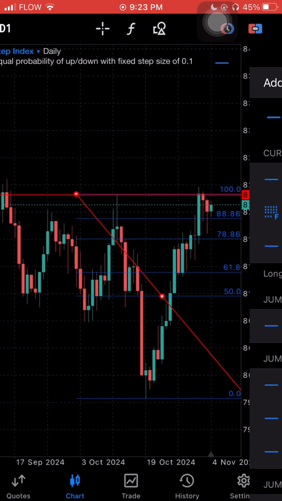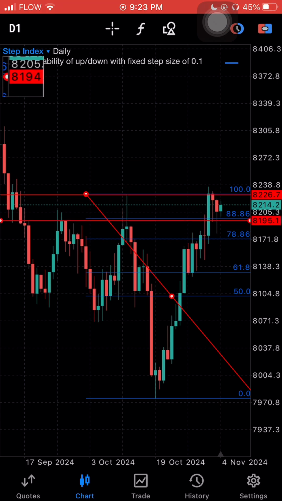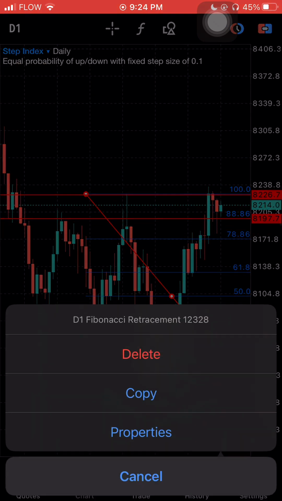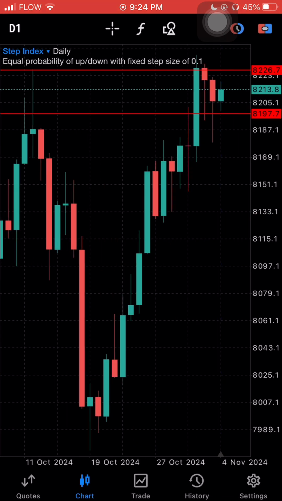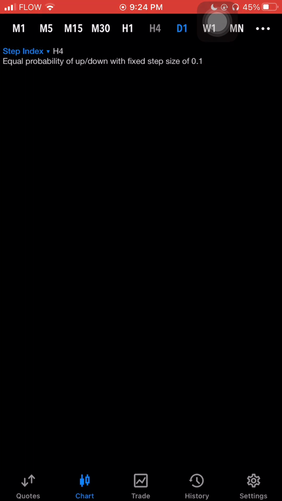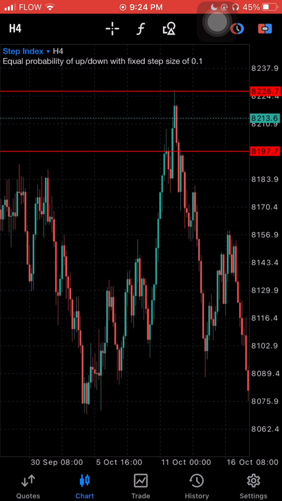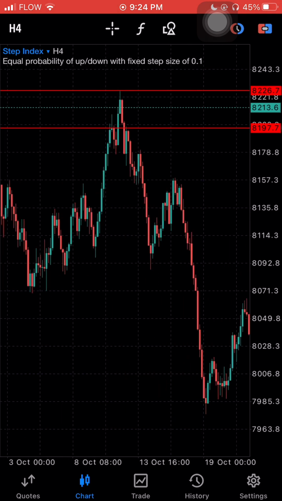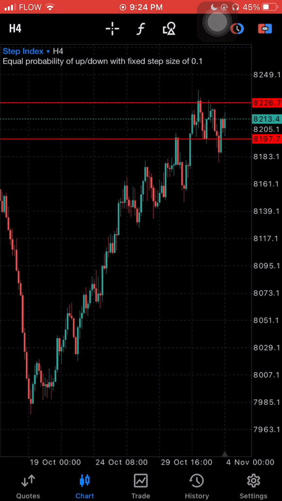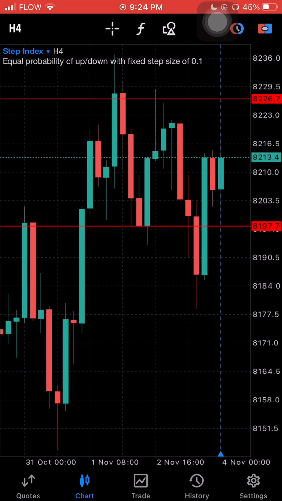So once that is done, what we're going to do now is go to a lower time frame. At this point, the zones are marked, and then let's see what happens on the lower time frame. So this is the H4. It corresponds with what the daily is saying. So that is time frame correlation. That is what we want to see.